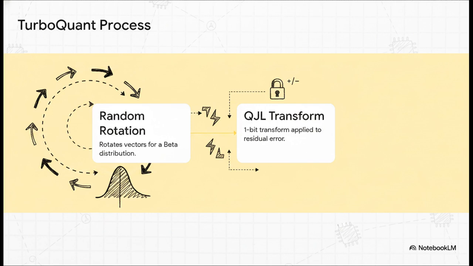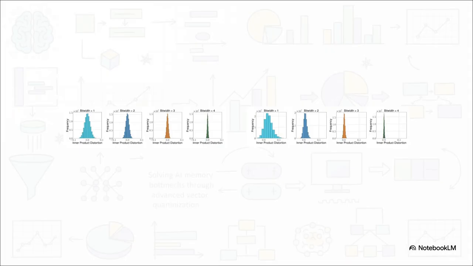Now, that handles the bulk of the compression, but it still leaves a tiny bit of mathematical bias. So for step 2, they apply a quantized Johnson-Lindenstrauss, or QJL, transform. It sounds complicated, but it's basically a brilliant one-bit fix applied just to the residual error, and it completely neutralizes any lingering bias. Just look at the difference in these error distributions.